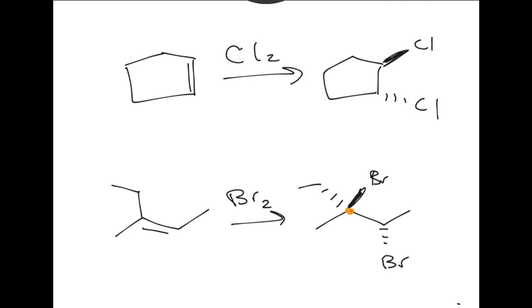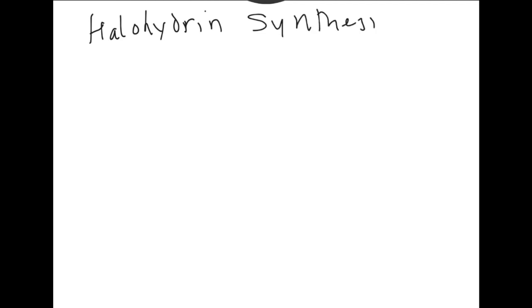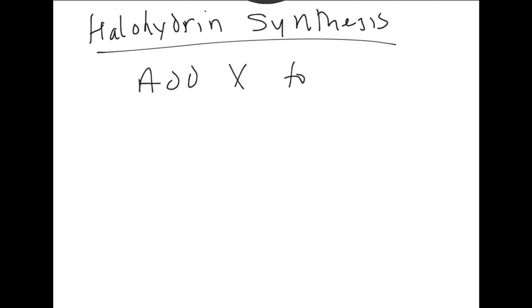But there's not a whole lot of ways to dress this up, because it's always one side, other side, wedge dash. Right? We have halohydrins. So the halohydrin synthesis, you add X to one side and OH to the other.